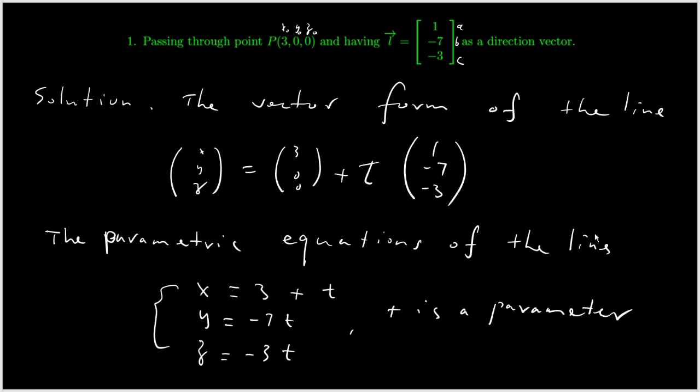T can take any real number value. So t can take many values, so many values of t can determine many points. So many points will form a line. In general, they will form a curve. That curve in this particular case is a line. I'm going to make my points more clear.